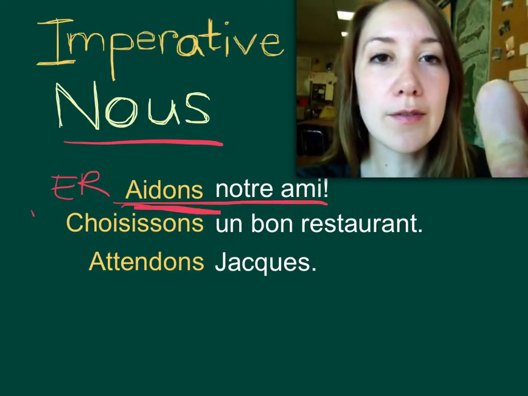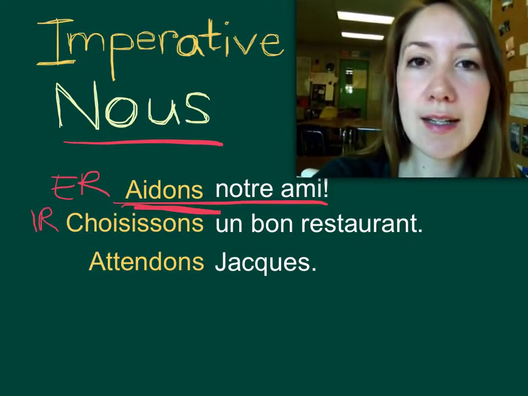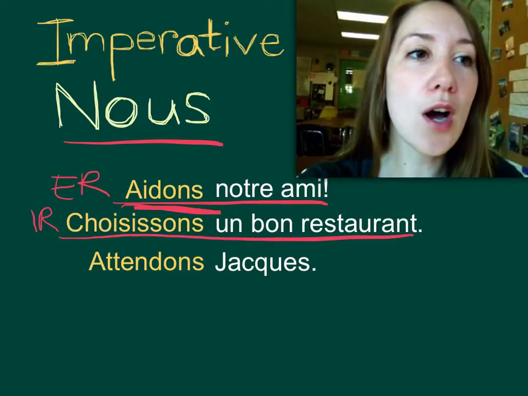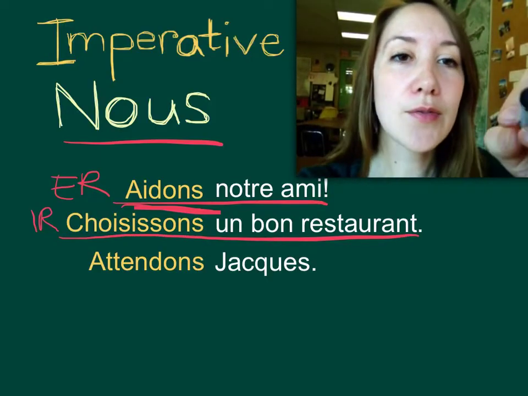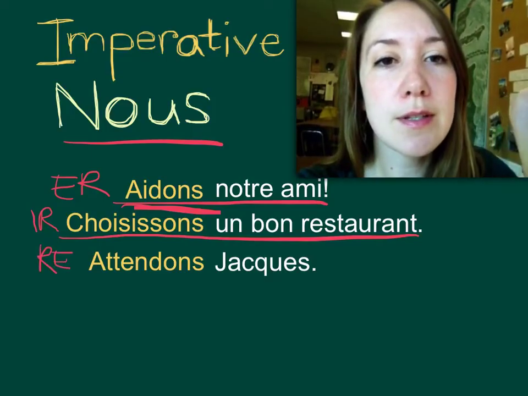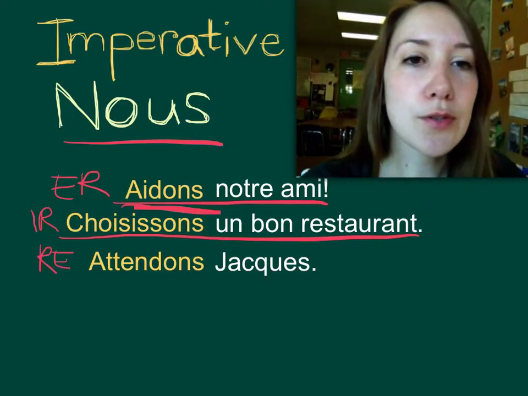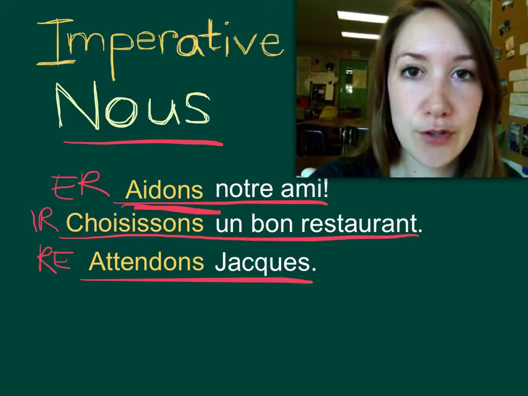For our IR verbs, like choisir, I could say choisissons un bon restaurant. Let's choose a good restaurant. And for our RE verbs, I could say attendons Jacques. Let's wait for Jack.